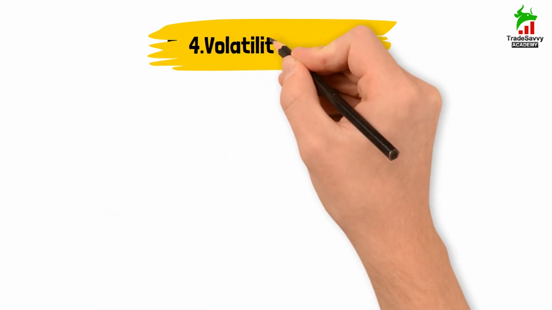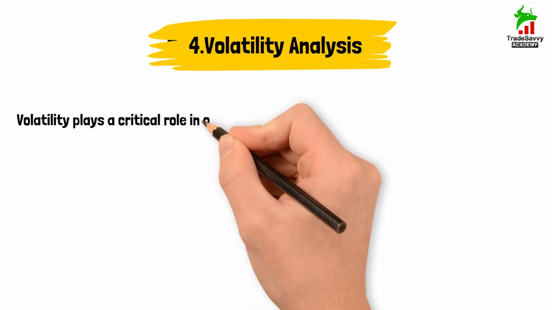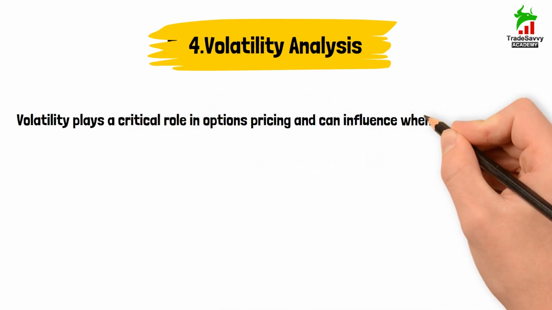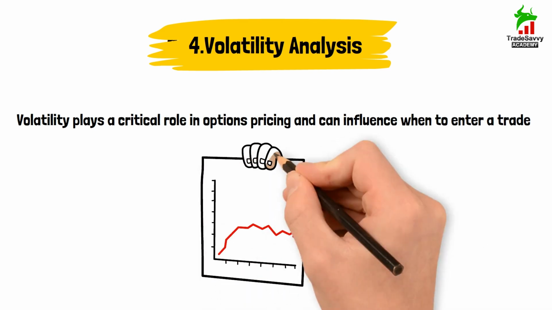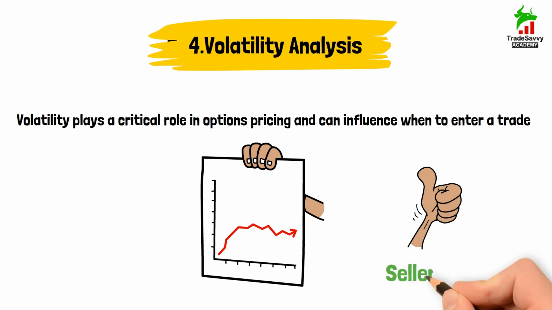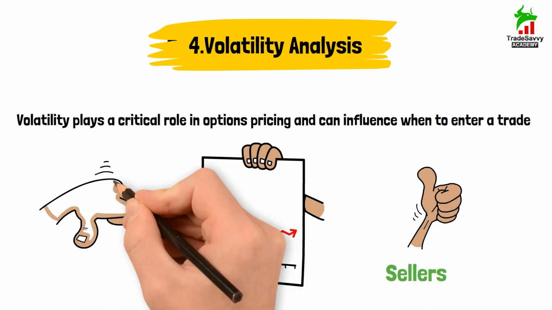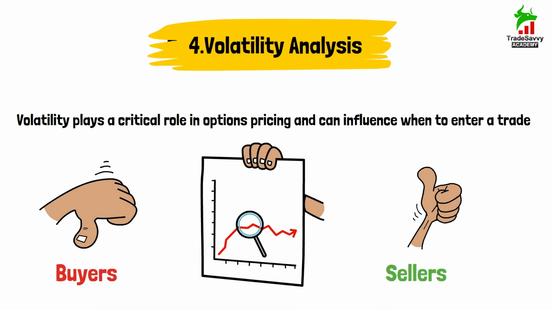Number 4, volatility analysis. Volatility plays a critical role in options pricing and can influence when to enter a trade. High volatility typically leads to higher option premiums, which can be beneficial for sellers but detrimental for buyers if they purchase at inflated prices. Traders often look for opportunities during periods of low volatility when option prices are more reasonable, allowing them to buy undervalued contracts that could appreciate as volatility increases.